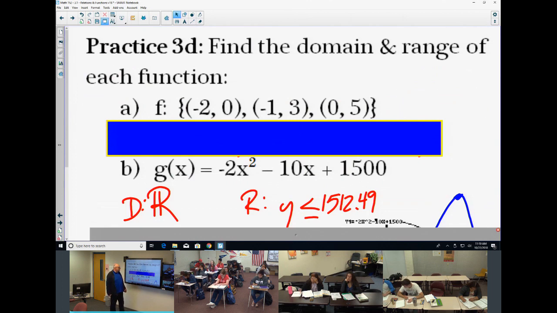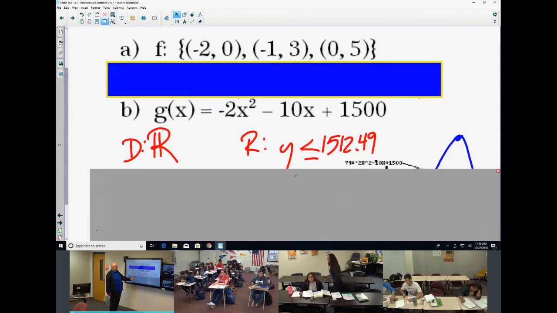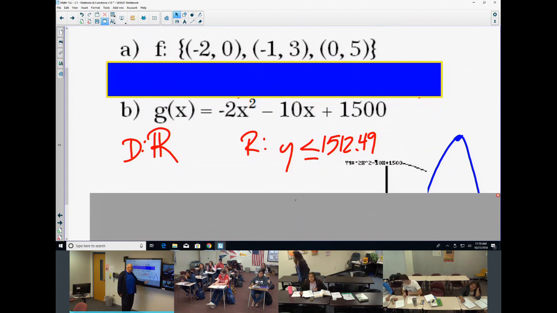Okay? Now, the range is all numbers less than or equal to 1,512.49. Now, how in the world would you get that? From the graph. Okay? And so I'm going to show you how to find the highest point of the graph. Because see, the y values go from there on down. Okay? So we'll show you how to do that another day. But for right now, what I do want you to know is for the domain, you can plug in anything there for x, because there's no denominator, there's no radical. Okay?